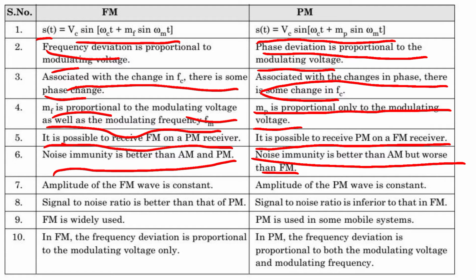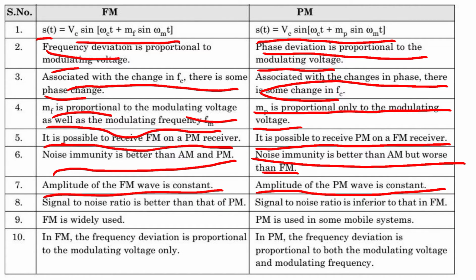Okay, now coming to the seventh point, the amplitude of the FM wave is constant. We know in frequency modulation only the frequency of the carrier is changing, and the remaining terms, that is phase and amplitude, are constant. And here also the amplitude of the PM wave is constant. Here also only phase is varying, amplitude is constant.